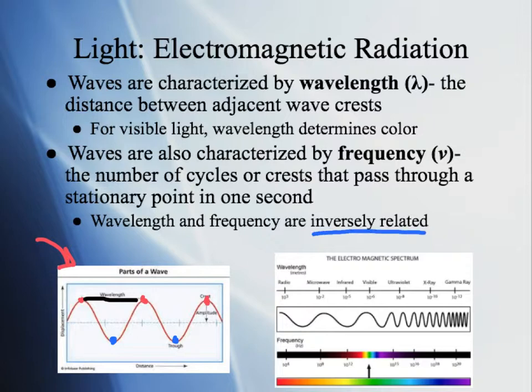All right. That means if you have a short wavelength, okay, you're going to have a large number for frequency. You're going to have lots of waves that can pass by in a second. If you have a really long wavelength, you're going to have slow frequency. Okay, because it's going to take longer for those waves to pass by. So wavelength and frequency are inversely related.